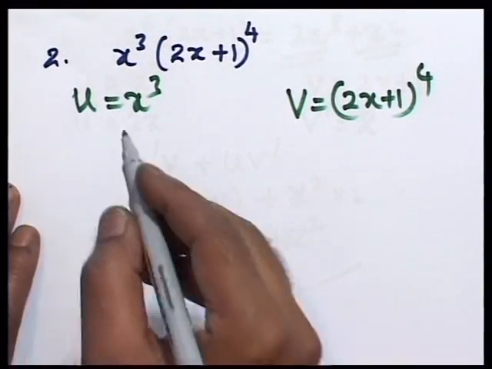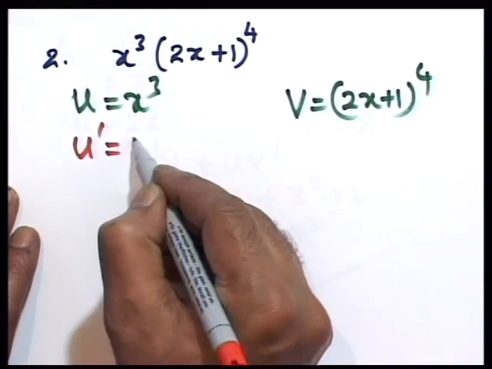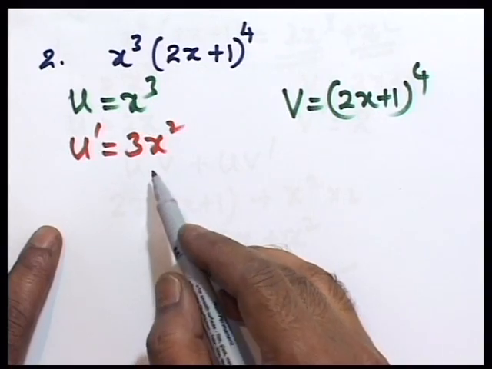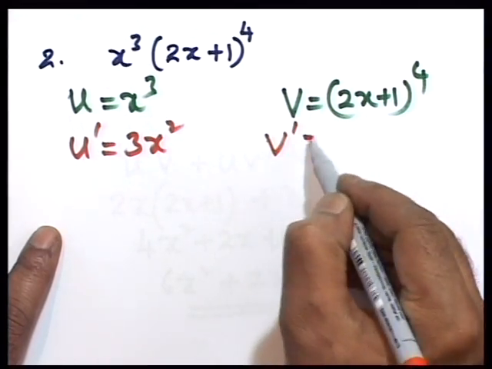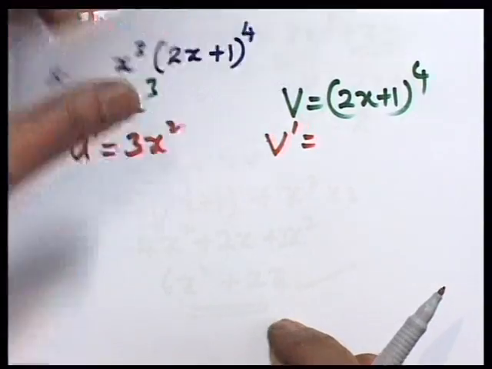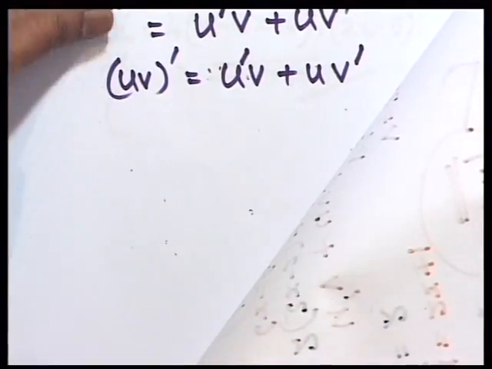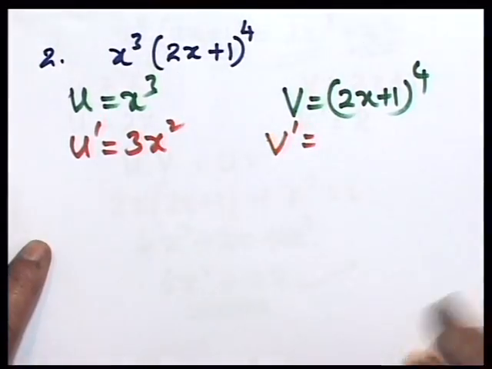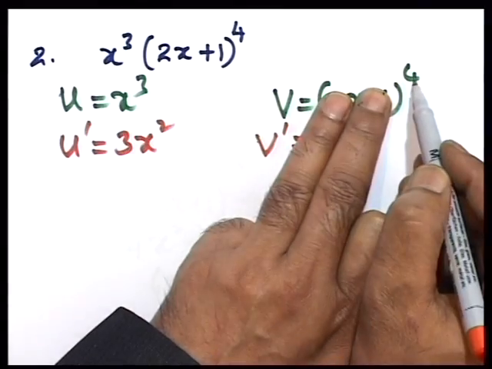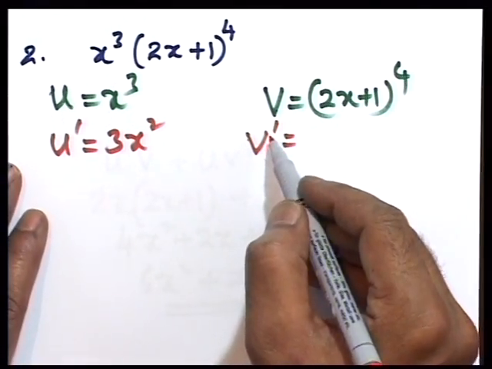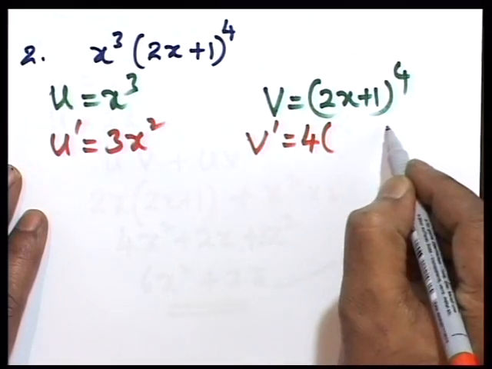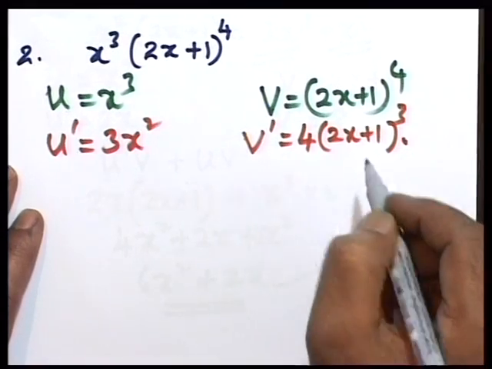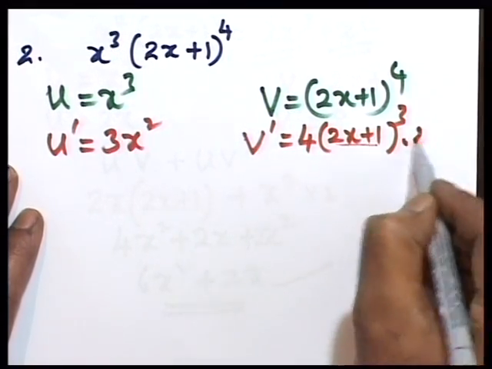It is important. I will find u dash first, which is 3x square, and we are happy. That's pretty nice. This v dash, we have to go back to the chain rule. Very important. The chain rule stuff that we have done, right? Because there is a square cube. So let's say something to the power 4, when you differentiate, you should get 4 times the same thing to the power 3, which is 2x plus 1. Then multiply by differentiation of the bracket, which is a 2.